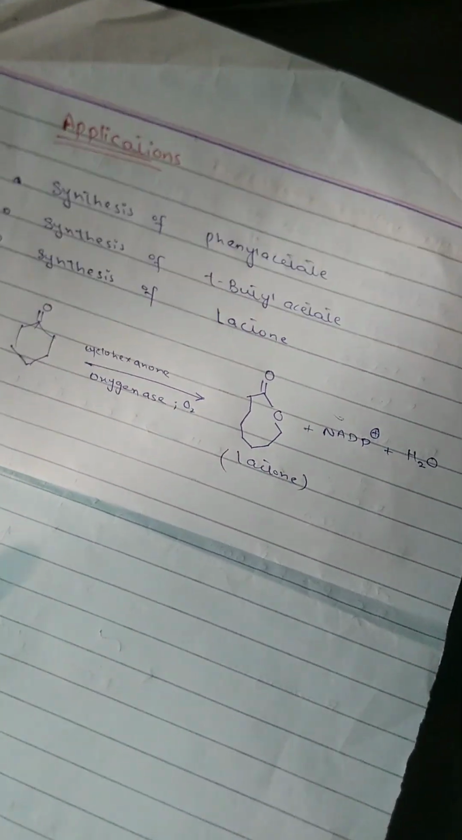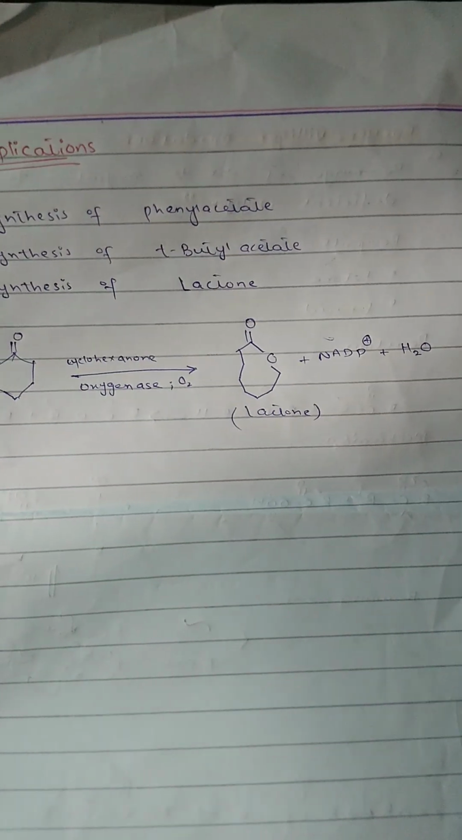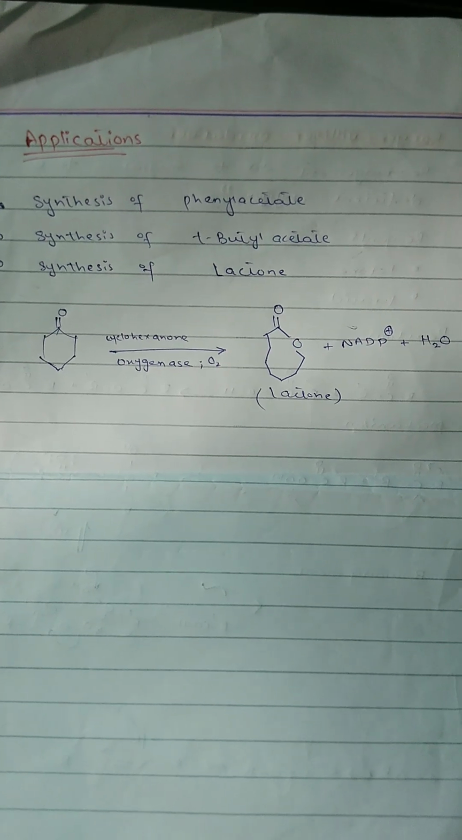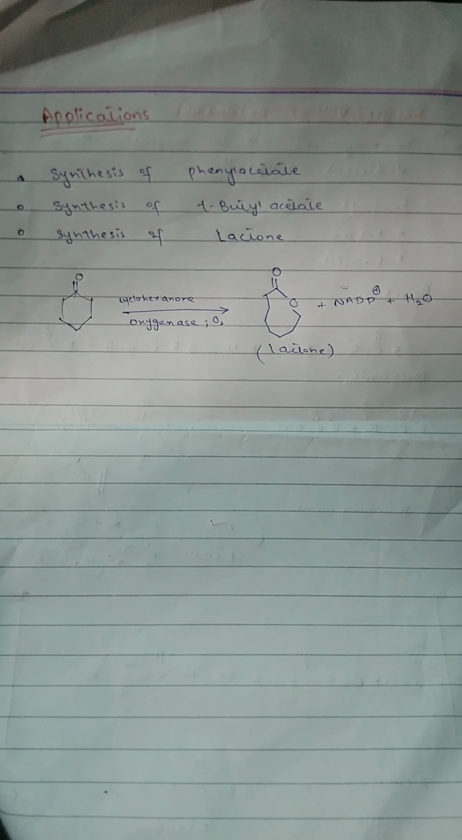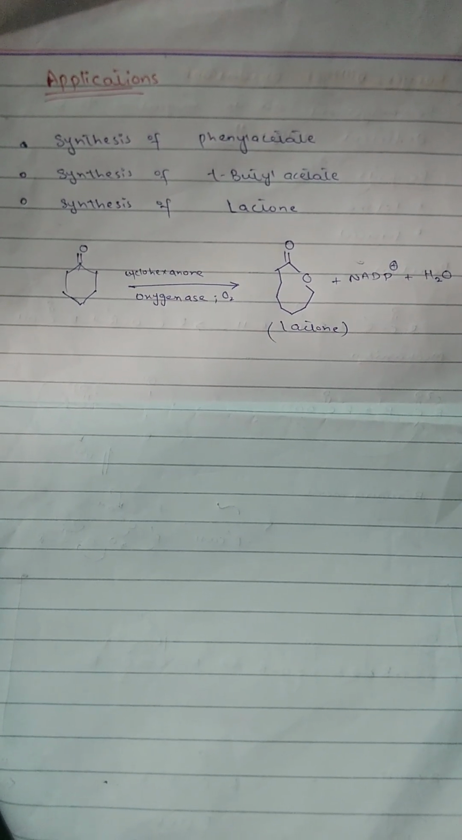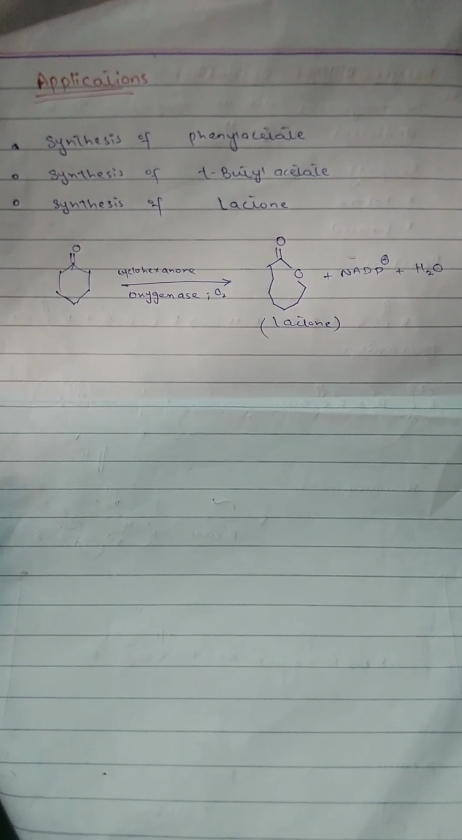Now have a look at its application. How we can use the Baeyer-Villiger oxidation in our daily life and in the laboratory. In the synthesis of phenyl acetate. What is phenyl acetate? It's a very important reagent used in the pharmaceutical as well as in the food industry. Also synthesis of tertiary butyl acetate, synthesis of lactone. What are lactones? Lactones are basically cyclic esters.